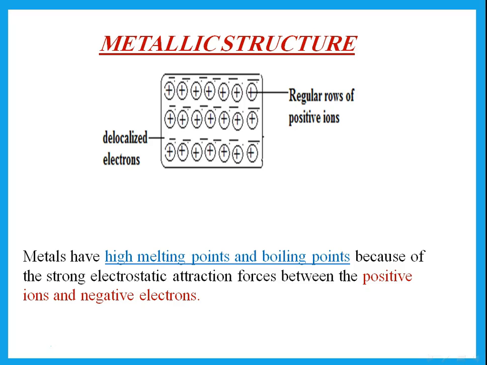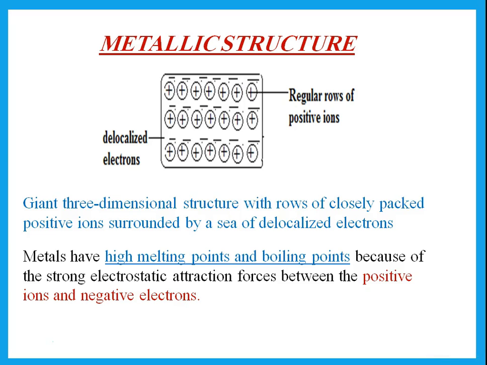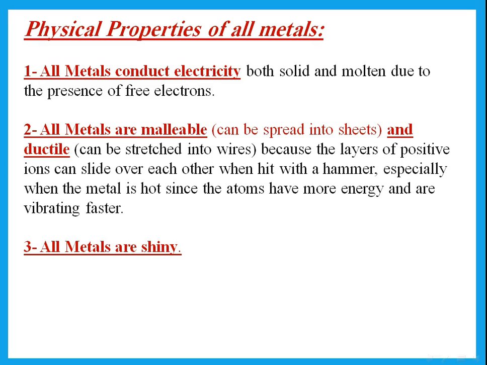Now all metals have very high melting point and boiling point. Usually the melting point is somewhere around 2000, 3000. Metals have high melting point and boiling point because of the strong attraction forces between what? Remember when we were talking about ionic crystals, we said it's strong attraction forces between positive and negative ions. Here it is strong attraction forces between what? Between the positive ions and the negative electrons. Okay? This giant three-dimensional structure is rows of closely packed positive ions surrounded by a sea of delocalized electrons.